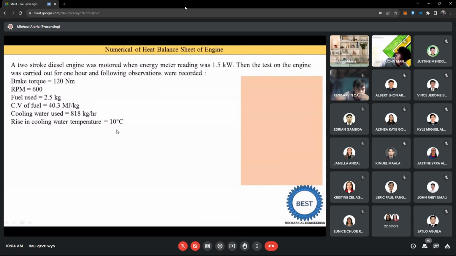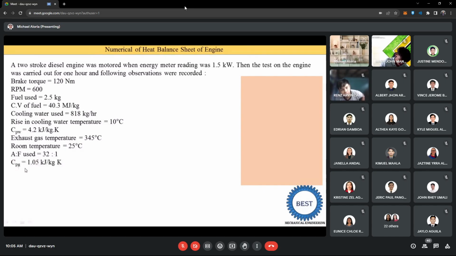Rise of cooling water temperature means, suppose the input temperature is 70, then the output is 80 degrees, means directly the difference is given. Specific heat of water is 4.2 kilojoule per kg Kelvin. Exhaust gas temperature is 345 degrees centigrade. Room temperature is 25 degrees centigrade, means the atmospheric temperature is 25 degrees centigrade. Air fuel ratio is 32 to 1, means suppose 1 kg fuel is used, then 32 kg of air is used. Specific heat of the gas, CPG, is equal to 1.05 kilojoule per kg Kelvin.